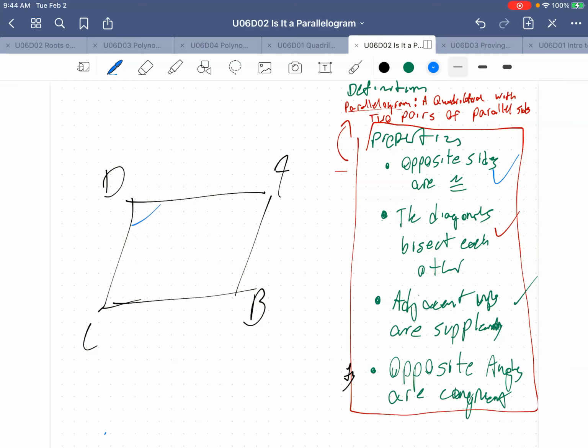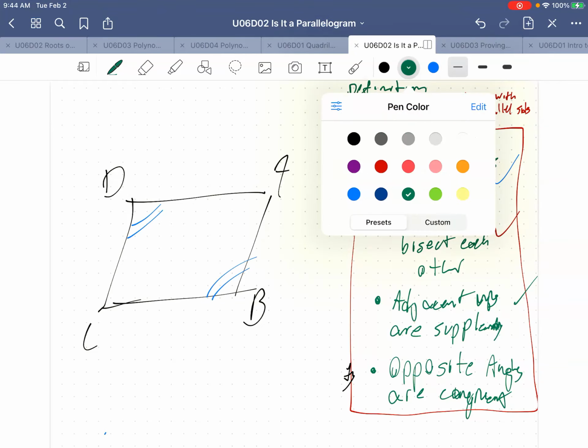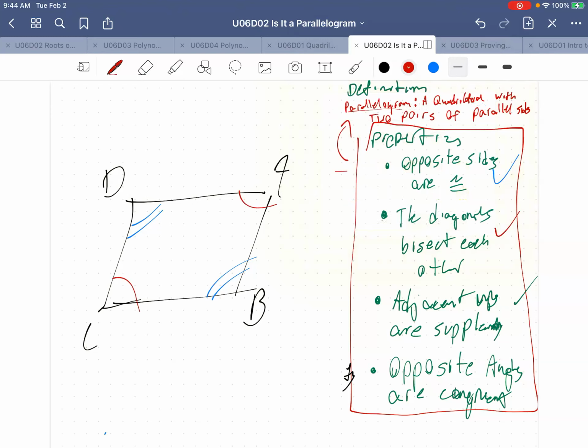So if we know that opposite angles are congruent, that would make angle D congruent to angle B, and angle A and C congruent as well. How are we going to prove that these are parallel? Well, do we have what we need in order to do this?